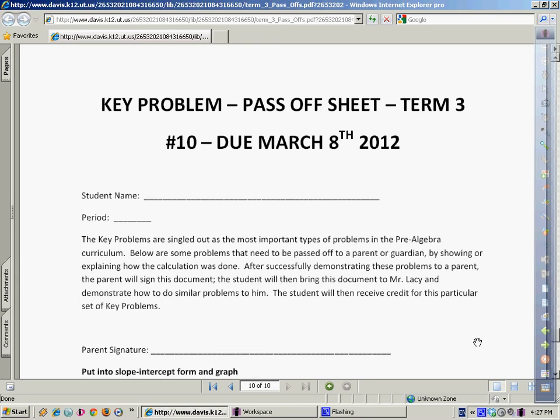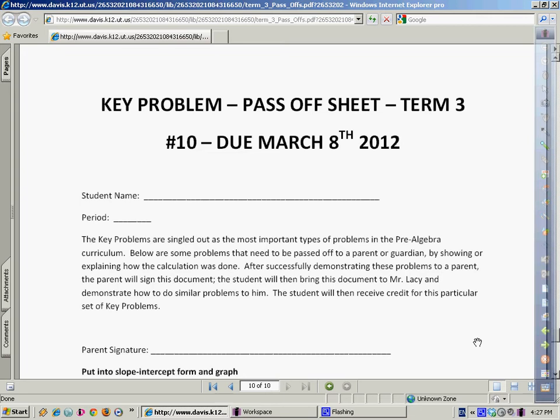Okay, problem pass-off sheet number 10. Your last one for this term, due March 8th, so that we can be done with these. This is a play off of previous pass-off sheets. This is slope-intercept form. This is a huge piece of algebra. If you can do this, there's not much in the graphing part of algebra that you cannot do.